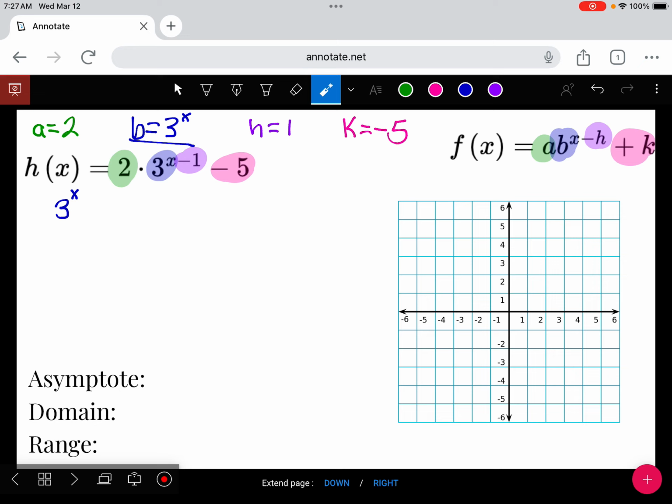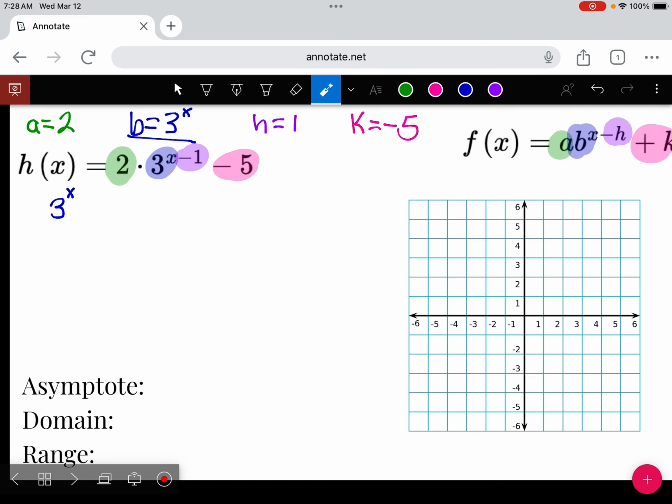A, that's my one that does our stretch versus compress. So since A is 2, it's a big kid, it does a vertical stretch. If it was a little number like a fraction, that's when it's a compress because it's so cute, I just want to squish it. And if it's negative, we get that vertical reflection, that reflection across the x-axis. So this one's going to have a vertical stretch. We're going to go right 1, and we're going to go down 5.